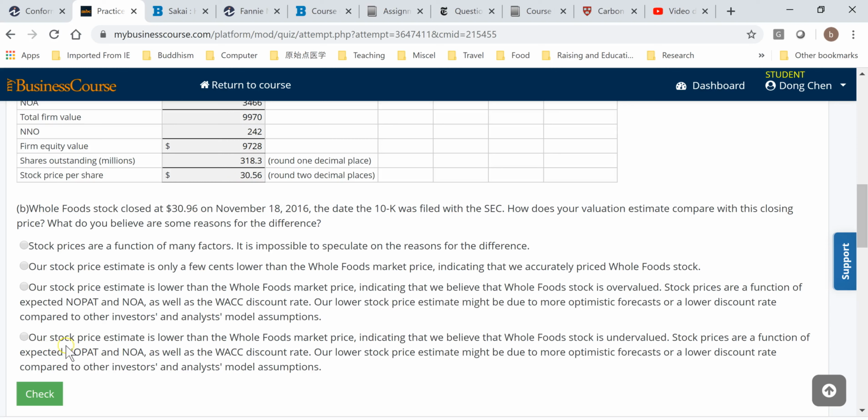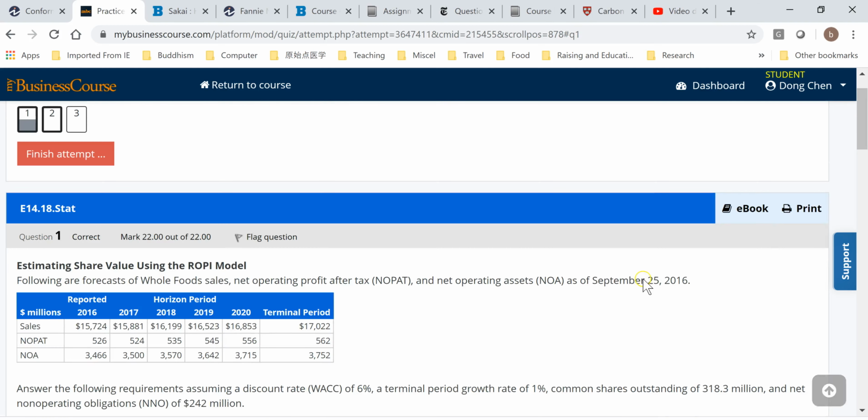So then the last one: our stock price estimate is lower, and that's correct, indicating that we believe it's undervalued. That's correct. Stock price is a function of expected NOPAT, and the outperformance estimate might be due to a more optimistic forecast. This is also not correct. So the only correct answer is this one. Let me check my answers. Very good.